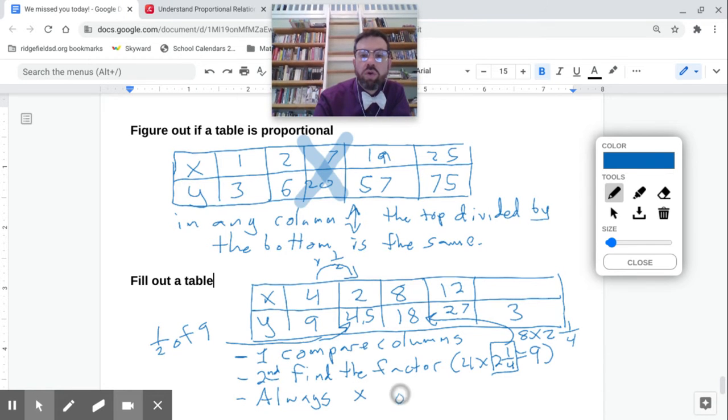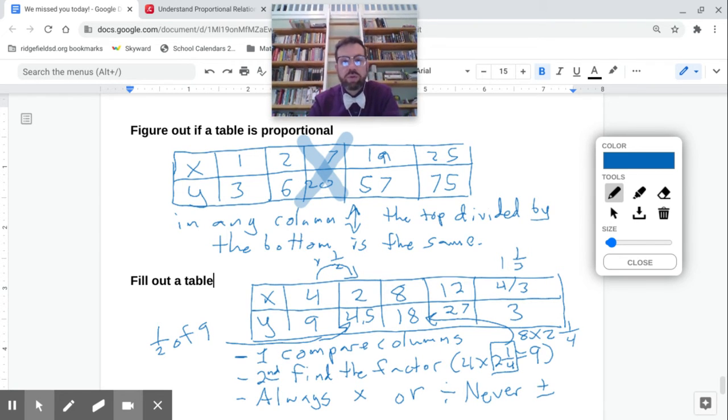multiplication or division. Never, ever addition or subtraction. And then to go from 3, 3 is 1/3 of 9, so I divide by 3, so I could take 4 divided by 3, and that's going to be my number on top. 4/3 or 1 and 1/3.